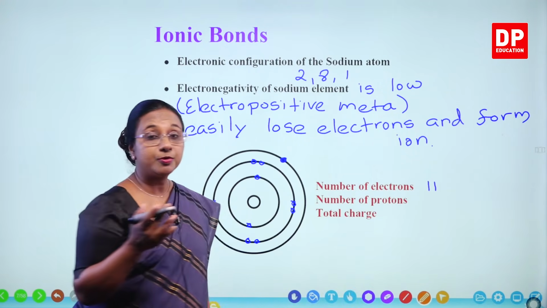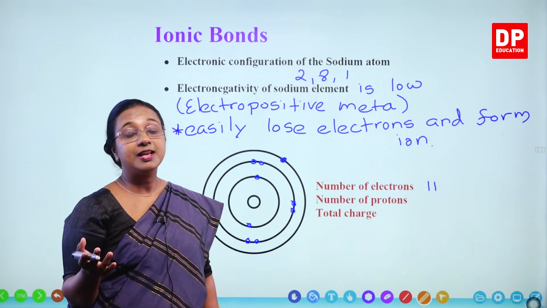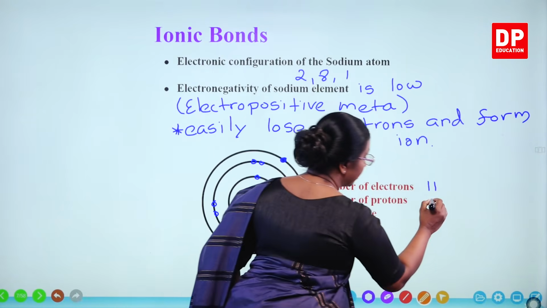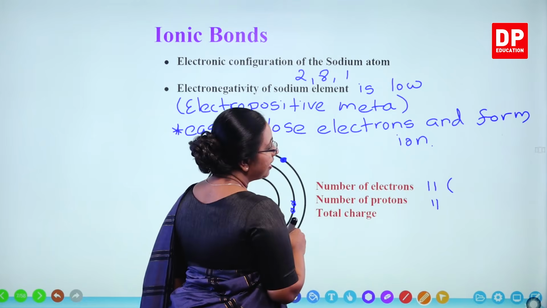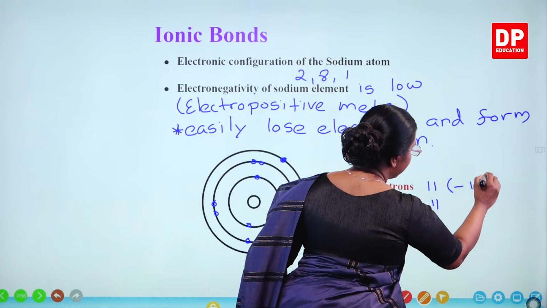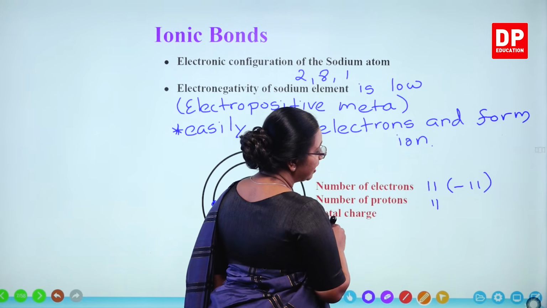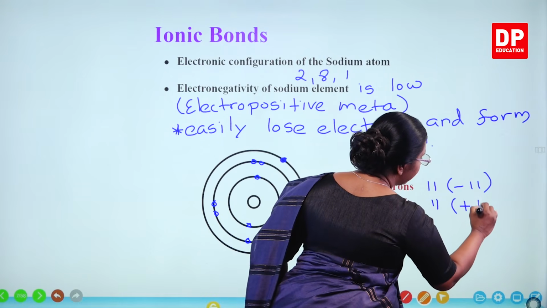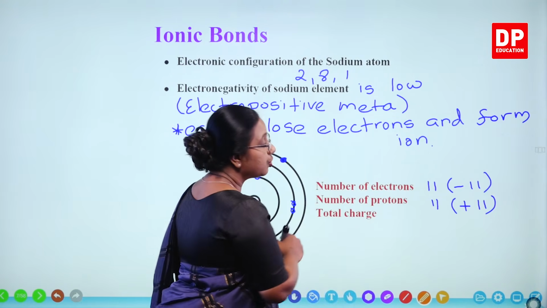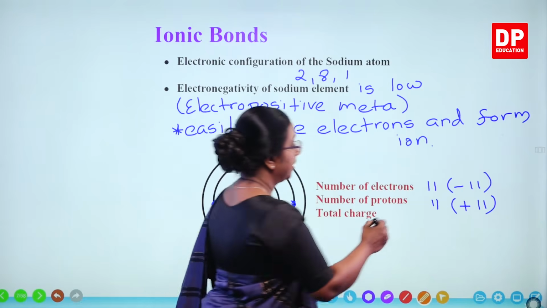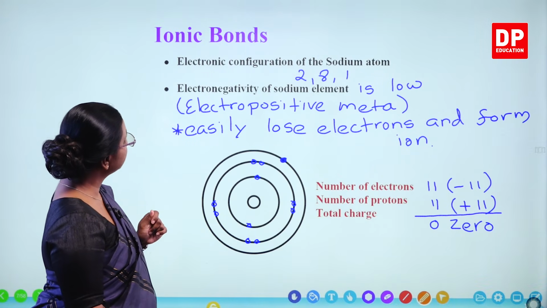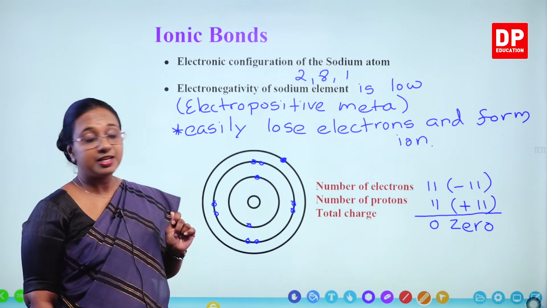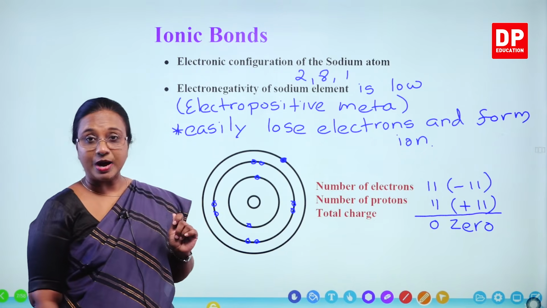How many protons are there? It's the same as the number of electrons, so that is also 11. And the total charge, because there are 11 electrons, there are 11 negative charges. And because there are 11 protons, there are 11 positive charges. So what is the total charge? There is no total charge. It is actually 0.